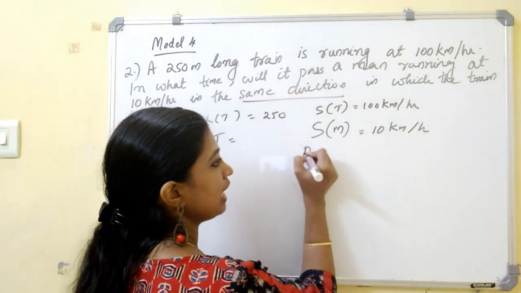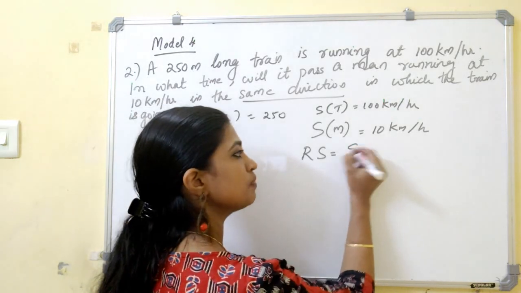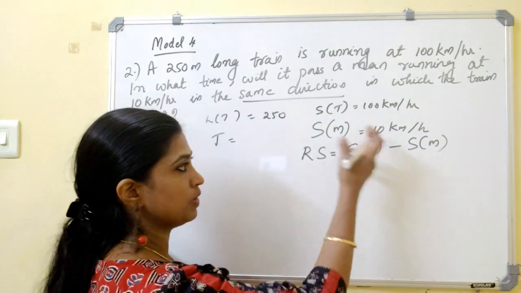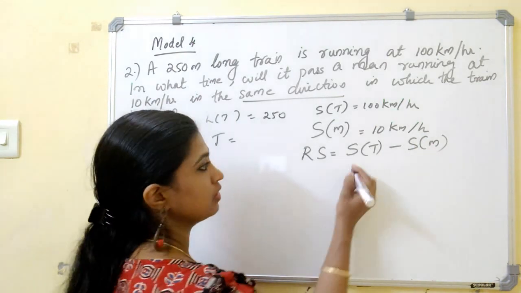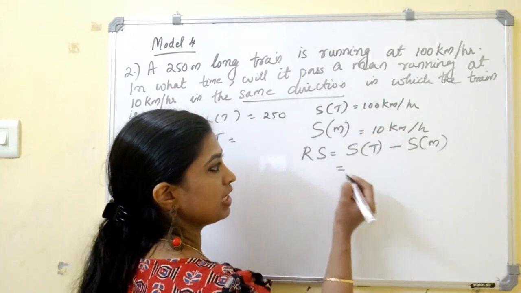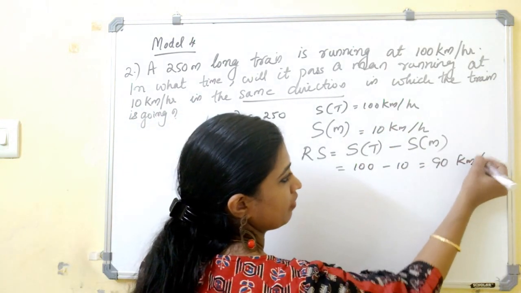So if they are running in the same direction, relative speed is the speed of the faster one minus the speed of the slower one. So the train is running at a faster speed. So this gives the relative speed, if they are traveling in the same direction. So 100 minus 10, which is 90 km per hour.